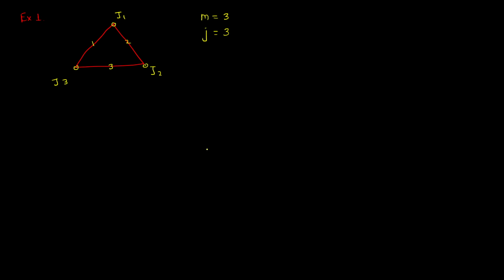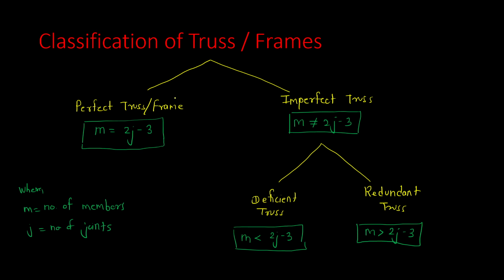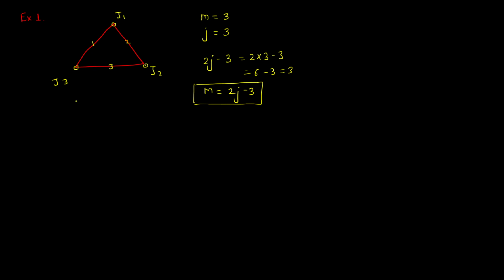Now if we apply the condition M is equal to 2j minus 3. First, M we know is 3. Now let's check 2j minus 3. So 2j minus 3 is 2 into 3 minus 3, that is 6 minus 3, which is 3. So we can see here M is equal to 2j minus 3. If this condition is satisfied, then which is the type of truss? M is equal to 2j minus 3, perfect truss. So this truss is called a perfect truss.